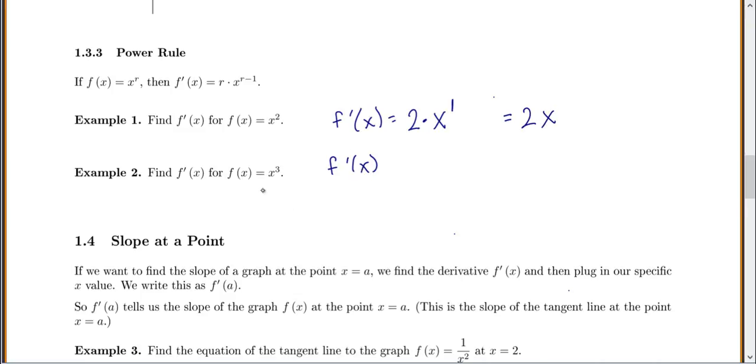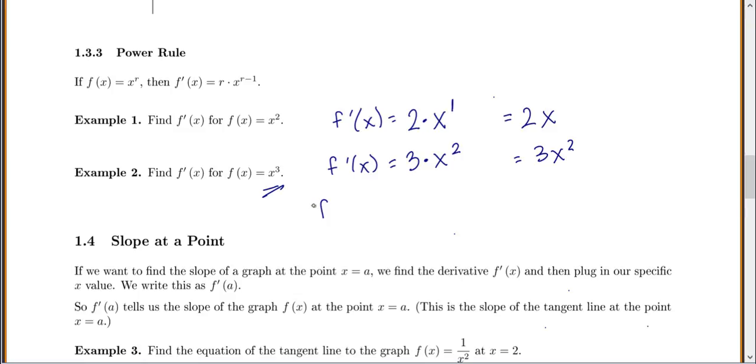In our next example, f of x equals x cubed. So you bring down that 3, you bring the power down, and then you drop the power by 1, or subtract 1 from the power. So 3 minus 1 is 2. So we get 3x squared. Let's try a more complicated one.